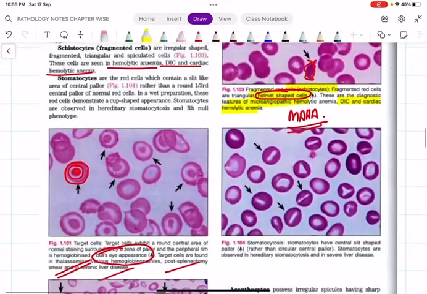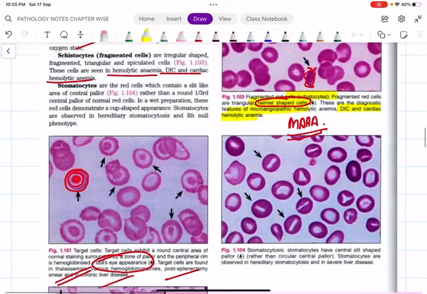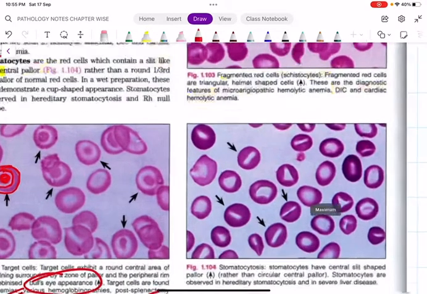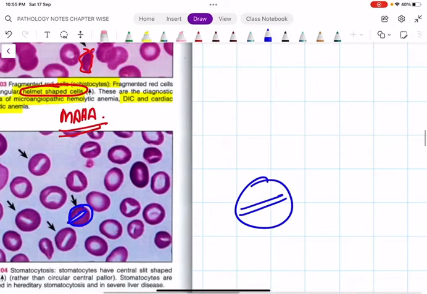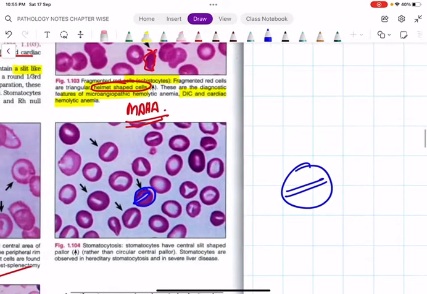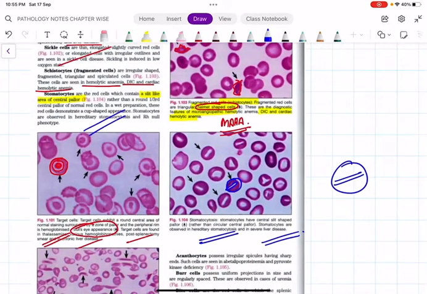What are stomatocytes? Stomatocytes are the red cells which have a slit-like central pallor. You can see here in this picture very beautifully. This is an RBC, you can see a central slit. This is the stomatocyte. It is seen in hereditary stomatocytosis and severe liver disease. Elliptocytes are seen in hereditary elliptocytosis. Stomatocytes are seen in hereditary stomatocytosis. Spherocytes are seen in autoimmune hemolytic anemia. Then only you have to say hereditary spherocytosis. Fine? Okay, that's done.